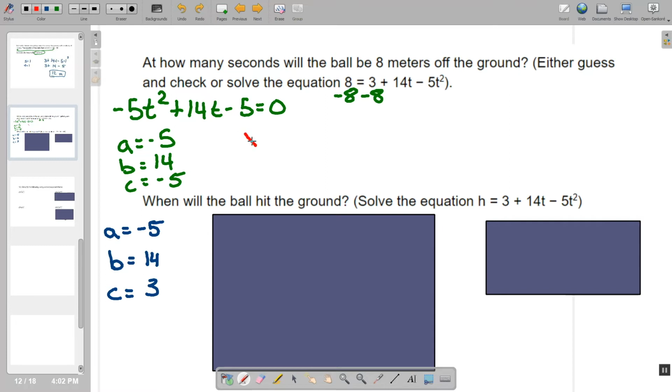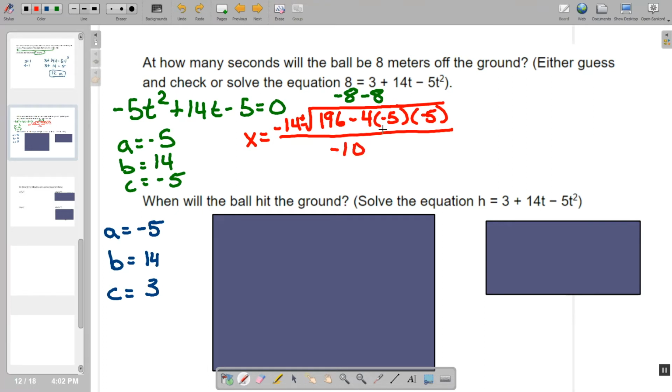And we're going to do x is equal to -14, so opposite b, plus or minus the square root of b squared, which is 196. 14 squared is 196, minus 4 times a, which is -5, times c, which is also -5, all over 2a, which is -10. Okay, so now 4 times 5 is 20. Negative makes it positive 20. Times -5 again would be -100. So that'd be 196 minus 100 is going to be square root of just 96 all over -10.